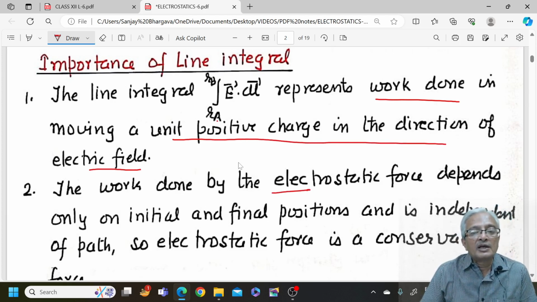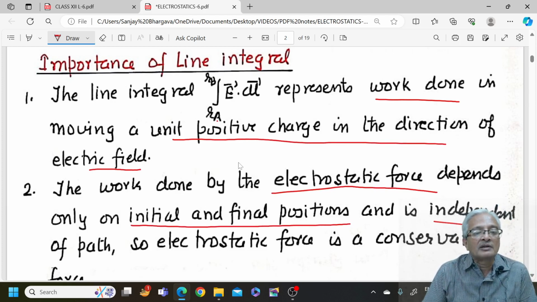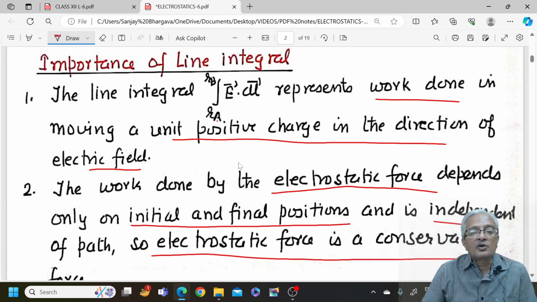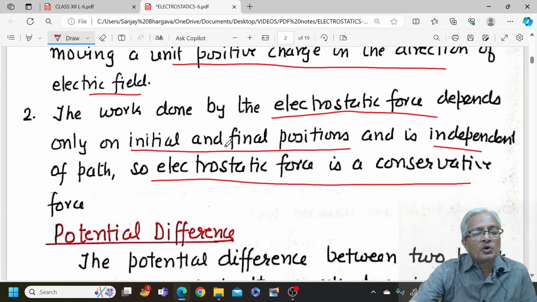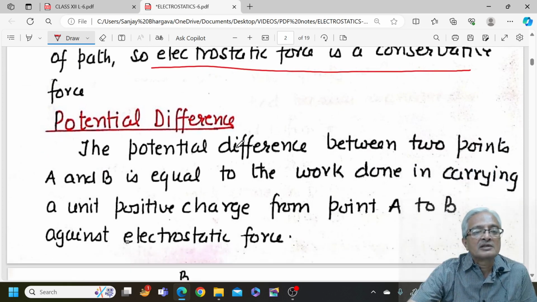Now, work done by the electrostatic force would depend only on initial and final positions and is independent of the path, and that is why we say electrostatic force is a conservative force. That is, since the work done depends only on initial and final positions, so we can say the force is conservative. The same thing we did somewhere in gravitation in the earlier classes.